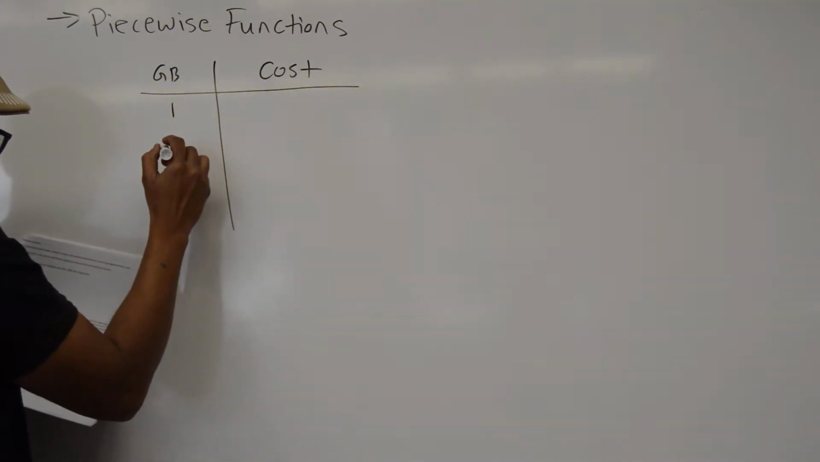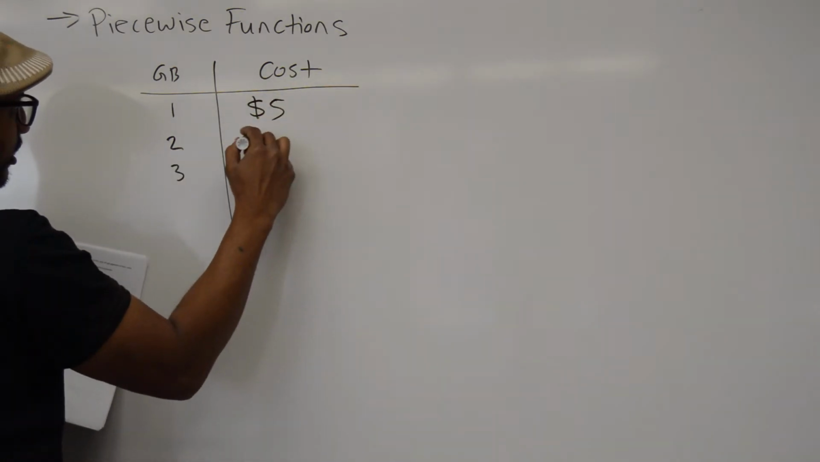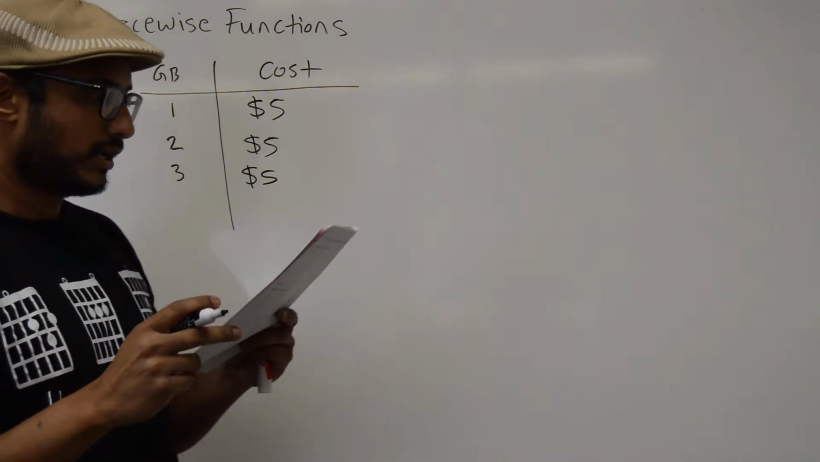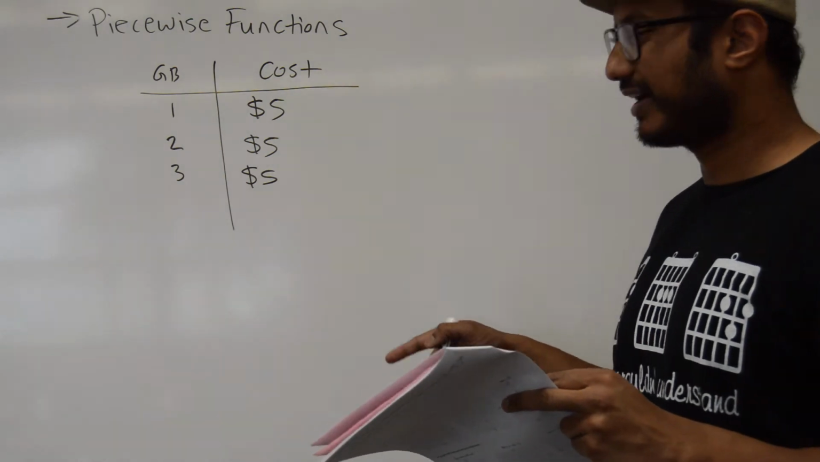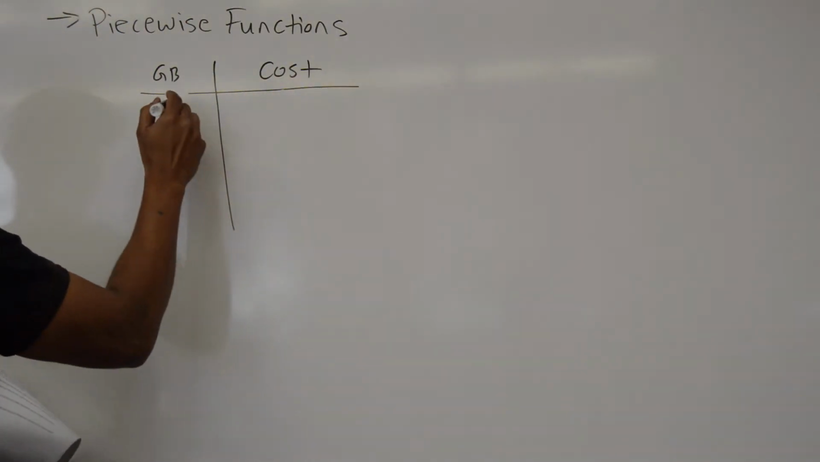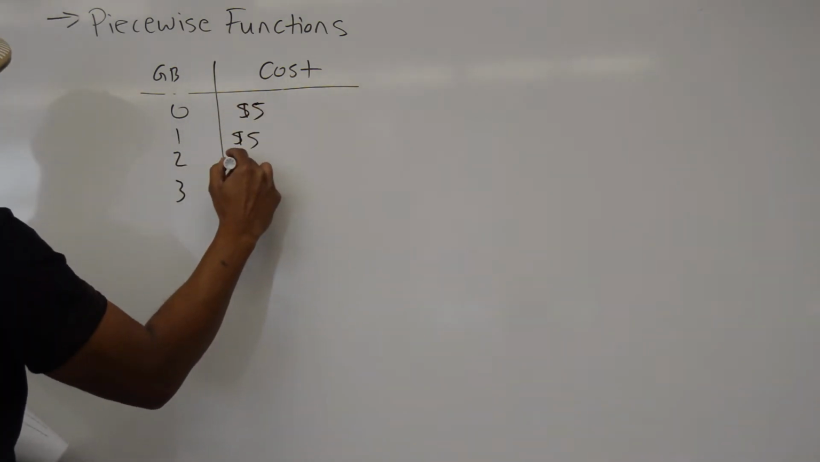So if you use 1 gigabyte, 2 gigabytes, or 3 gigabytes, the monthly cost is going to stay fixed at $5. It says for the first 3 gigabytes, so 1, 2, or 3, or I guess I should use 0, because you can use like half of a gigabyte. So we've got 0, 1, 2, 3, that's going to be $5.